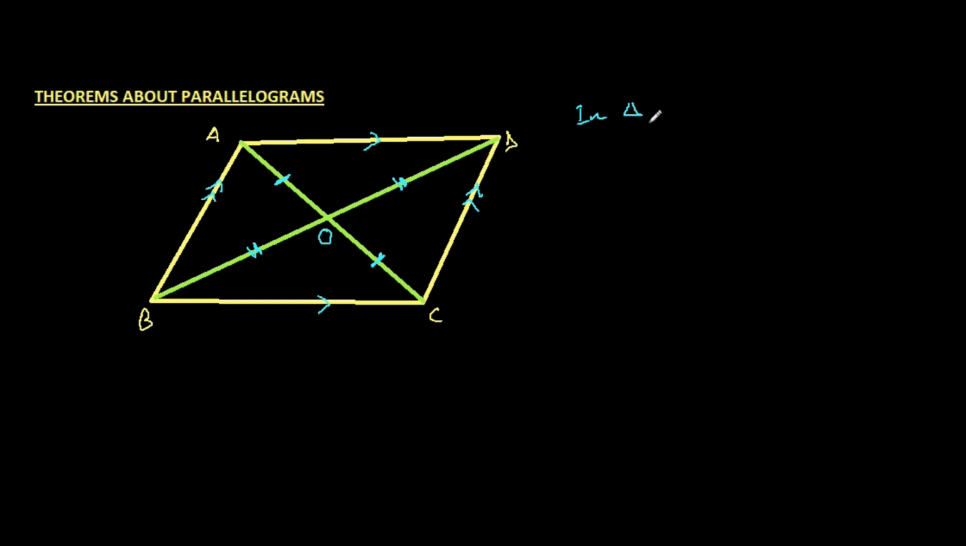So we are looking at two triangles. We are looking at this triangle here on top and this triangle here at the bottom. So in triangle AOD and triangle BOC.